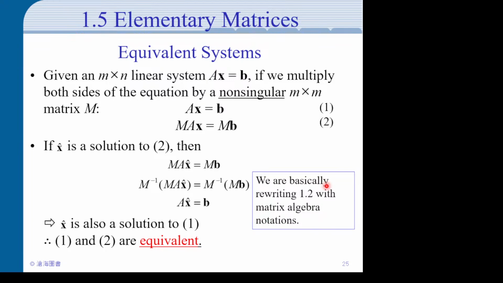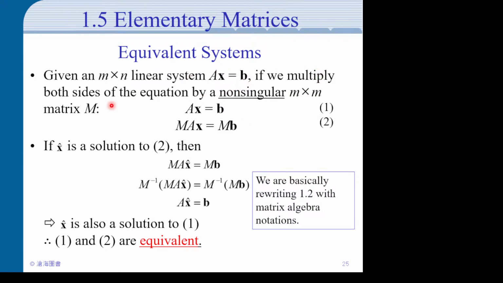So remember in 1.2 we were solving linear systems of equations with the coefficient matrix and the augmented matrix. But now we have this matrix notation, and we try to rewrite everything in a more formal way, in these matrix algebra notations. First we talk about equivalent systems. So we think about a linear system written as Ax equals b.